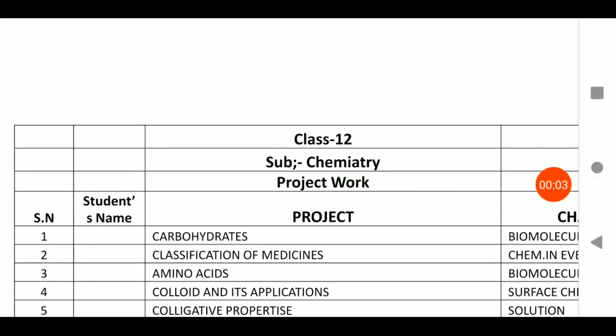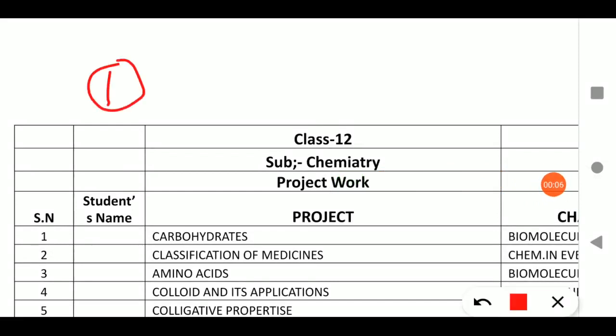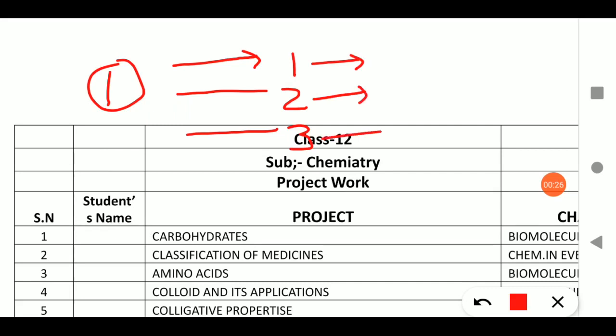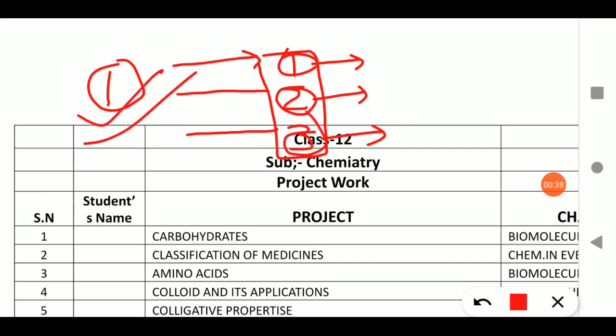In your homework, the first question is that you will write all important formulas of chapter number 1, that is solid state, chapter number 2, that is solution, and chapter number 3, that is electrochemistry. All important formulas which we have used for the numericals, because from these 3 chapters you will definitely get one numerical of 2 or 3 marks. If you do not learn the formulas, then how can you calculate? So you will write all these formulas and learn them. First question, I will check.